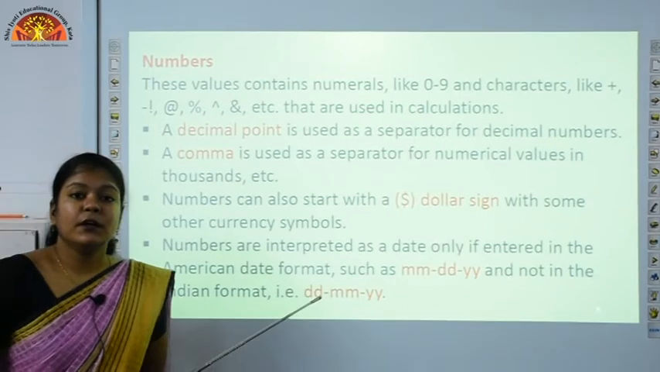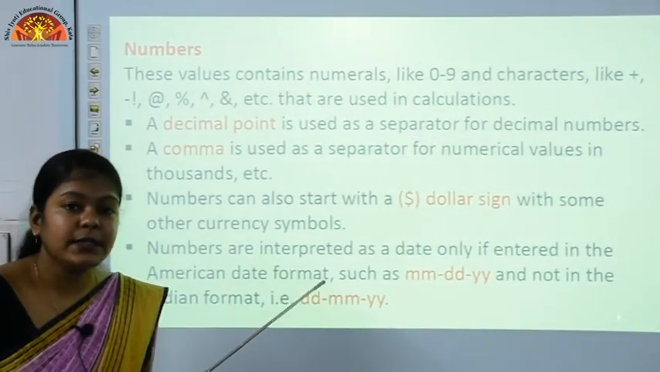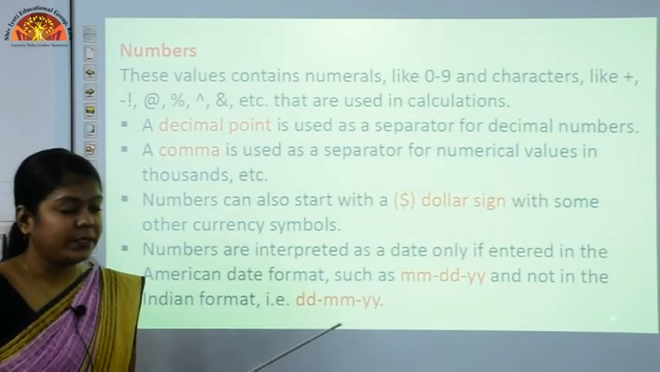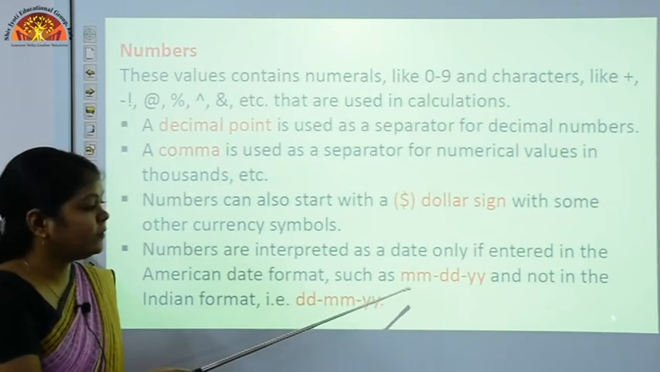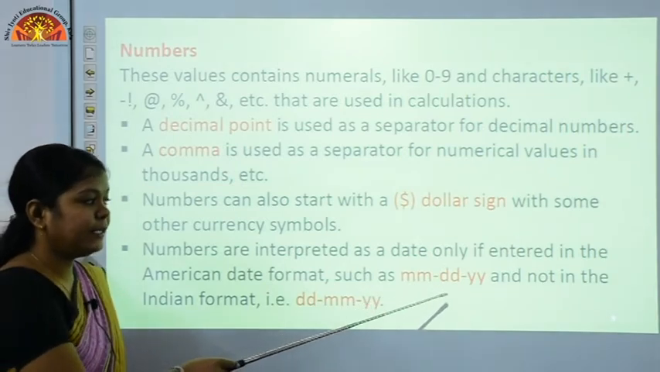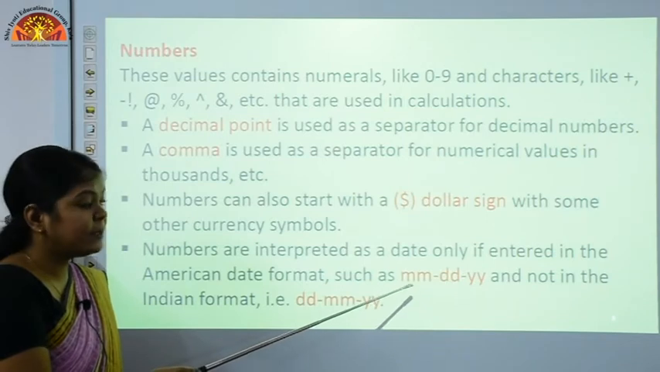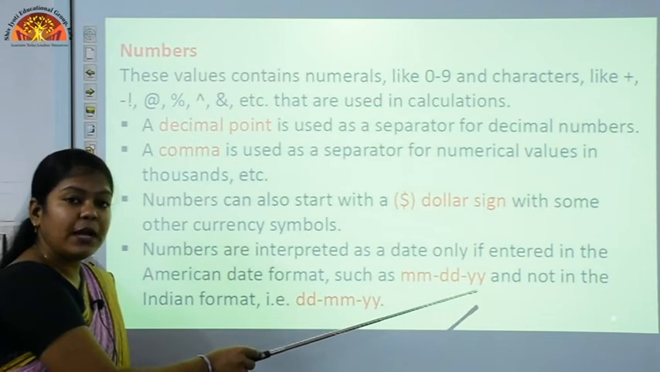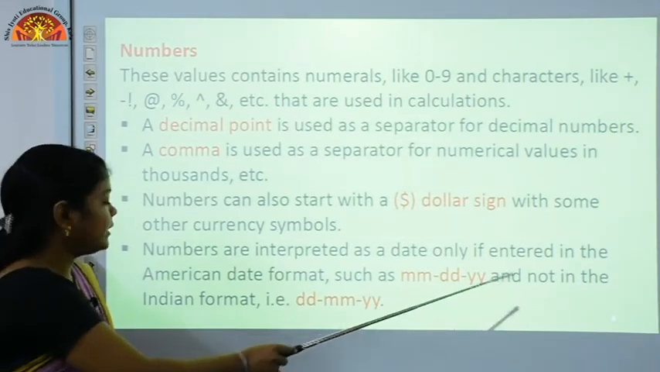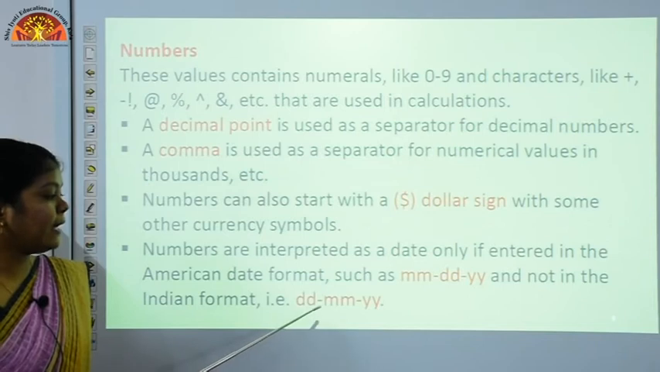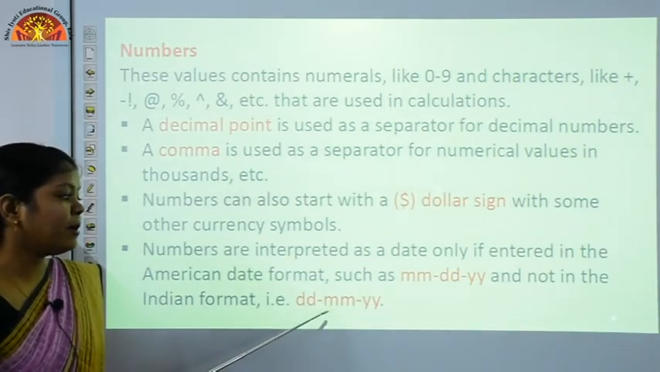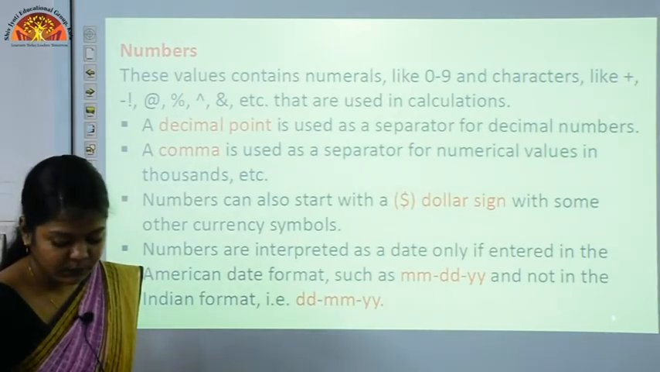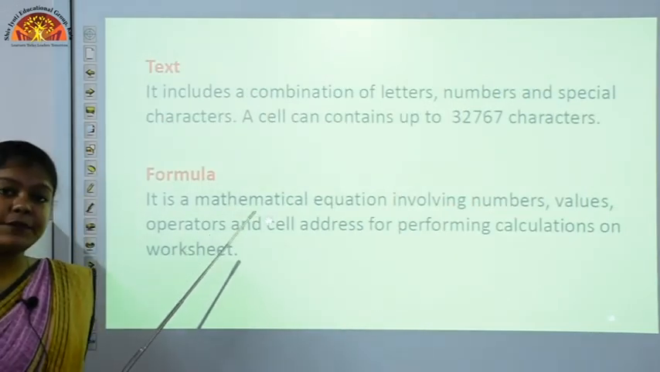It means the numbers that we want to insert in our Excel sheet, we can interpret them in the date format. We have American date format which is MMDDYY. Here M stands for month number, DD for the date and YY for the year, and not the Indian format, that is DD, MM and YY. So DD, MM, YY is your Indian format and this is your American date format. Next data type we have is text.